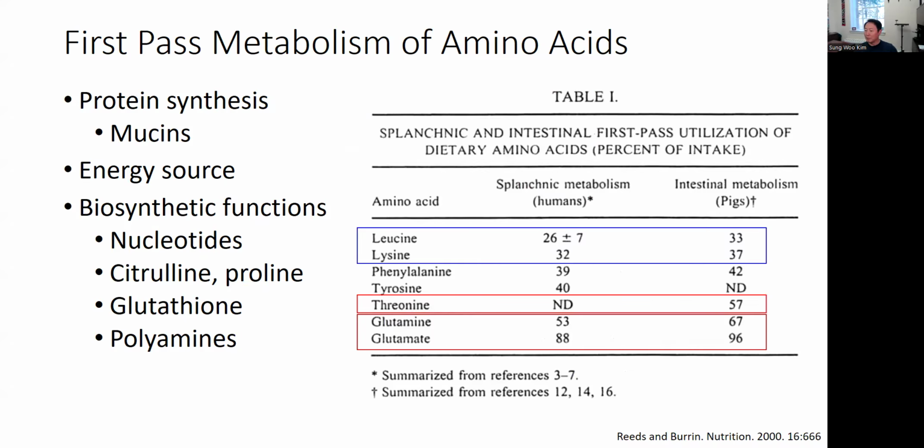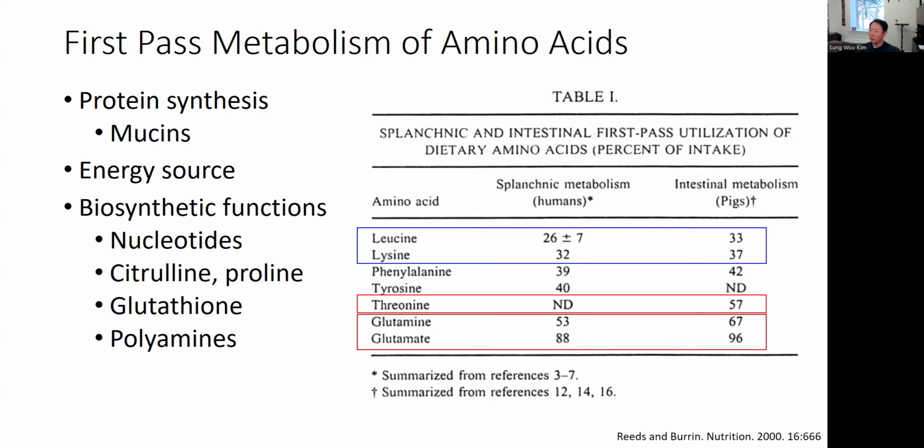This is a rather old paper from Dr. Peter Reeds and Doug Burrin. They are a very dedicated research team. Dr. Peter Reeds is not active anymore, but Dr. Doug Burrin is still active, working at Baylor College of Medicine in Houston. They are one of the leading research teams measuring this. Okay? In 2000, they put out this paper with tables showing intestinal first pass utilization of dietary amino acids.